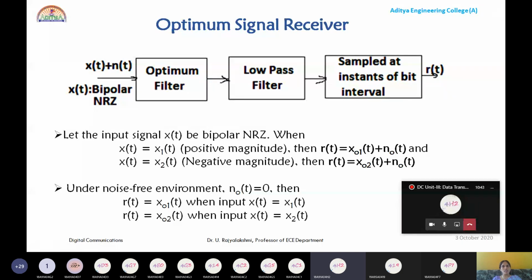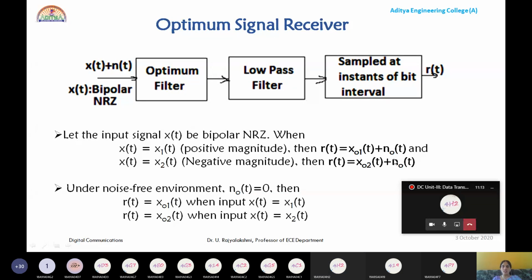Can you tell me what is X01 of t? It is the output, ma'am. Output signal. Very good. And when input X of t is equal to X1 of t, that is whenever input is at positive magnitude plus A, we consider it as plus A. And what is X02 of t? When input is of negative magnitude, we consider the output as X02 of t.